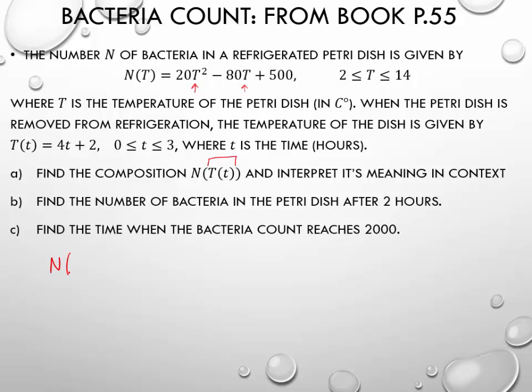Okay? So we get n of t is equal to 20 times 4t plus 2 squared minus 80 times 4t plus 2 plus 500. Okay. So before we simplify that, let's just kind of interpret the meaning of this. Does anybody want to take a shot at what this function represents?